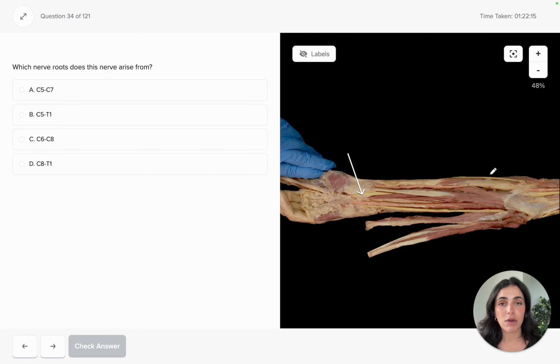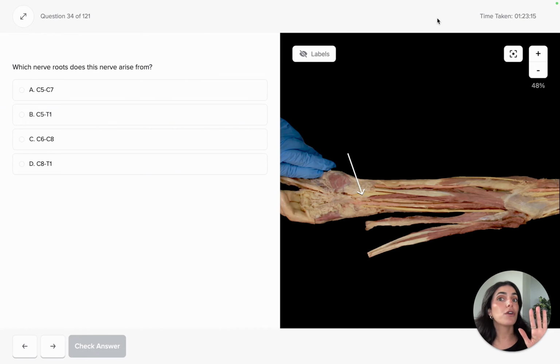So let's go back to our question here. Which nerve roots does the median nerve arise from? If we think of the nerve roots of the brachial plexus, we know the brachial plexus has 5 nerve roots. I want you to pretend that each one of my fingers here represents one of the nerve roots. So we have C5, C6, C7, C8, and T1.